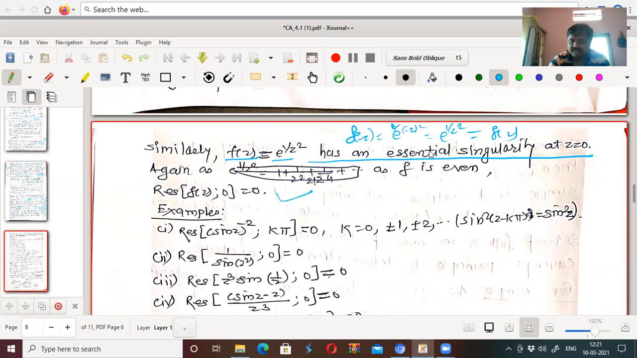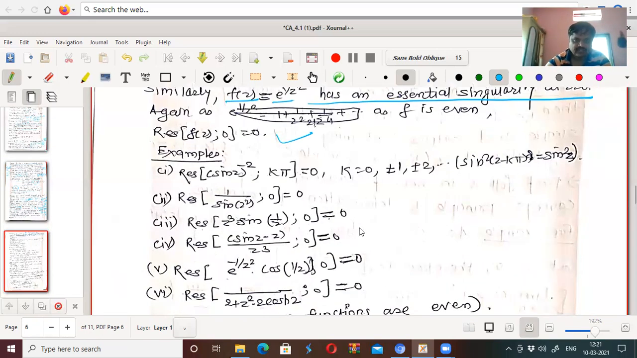So an essential singularity can also have residue 0. A removable singularity at z0 implies the residue at z0 is 0. Not only that, there are some functions having a pole at z0 where the residue may also be 0. And if the singularity is essential, in that case also the residue may be 0. Not every time 0, but maybe 0, we are saying. These are some examples of even functions.